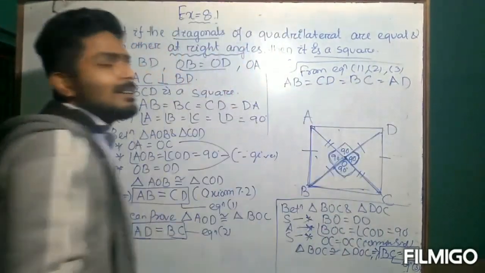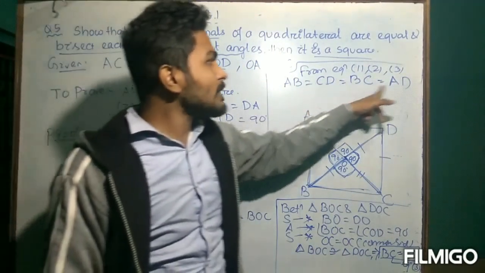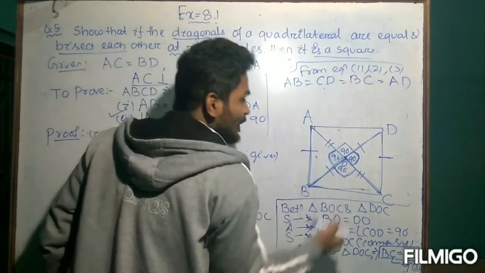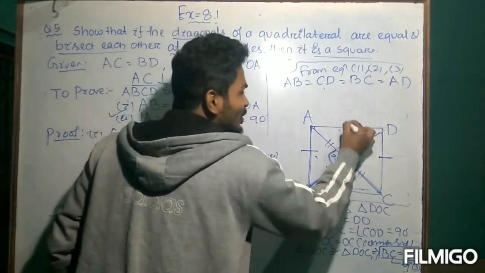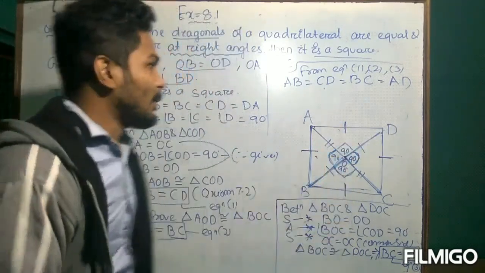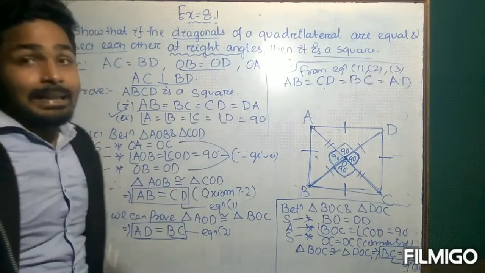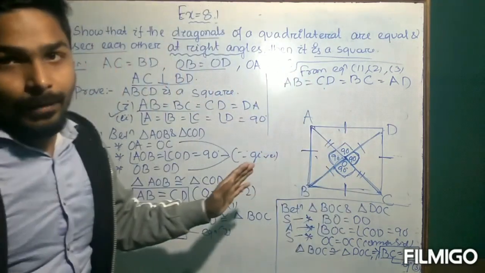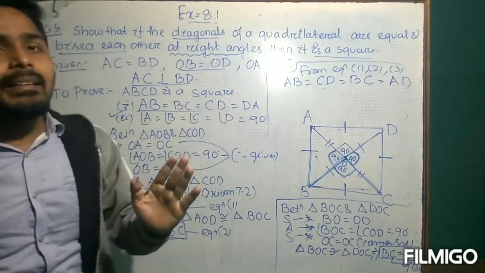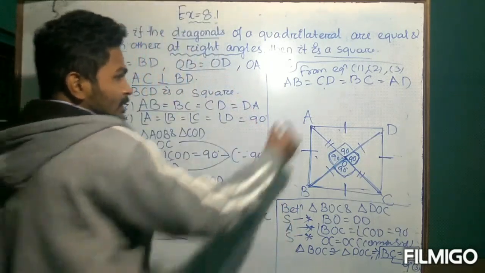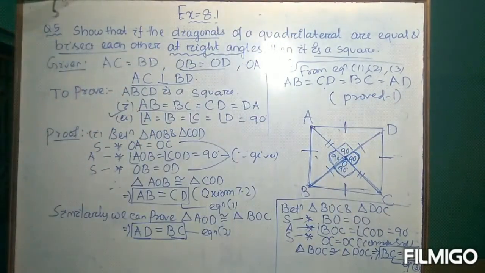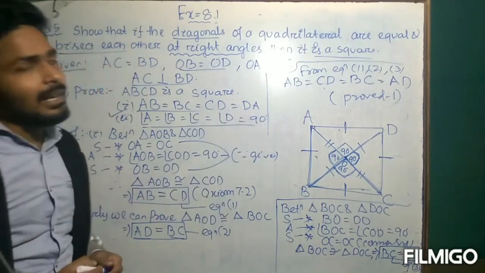So what you have seen here is that all the 4 sides of this quadrilateral are equal. CD is equal to BC, and BC is equal to AD. So all the 4 sides are equal now. So now we have proved the first statement that all the sides of the quadrilateral are equal. But till now we have not proved that it is a square. We have to prove another statement also, that each angle is 90 degrees. So this is the proof for the first statement. Proved. Let us prove the second statement, that each angle is 90 degrees.